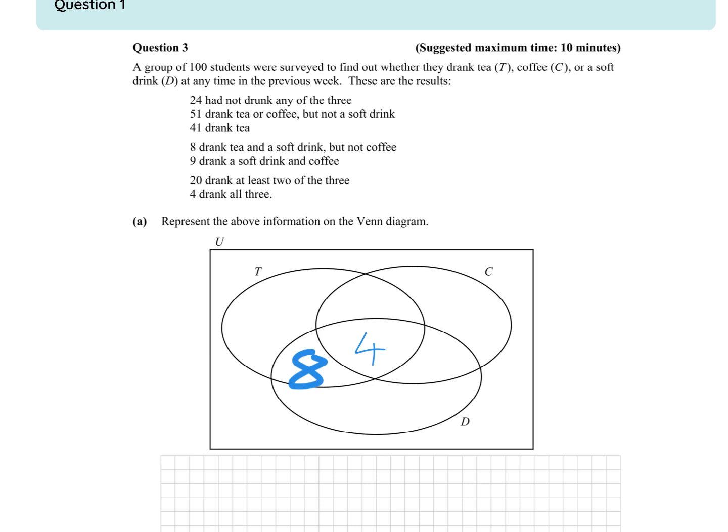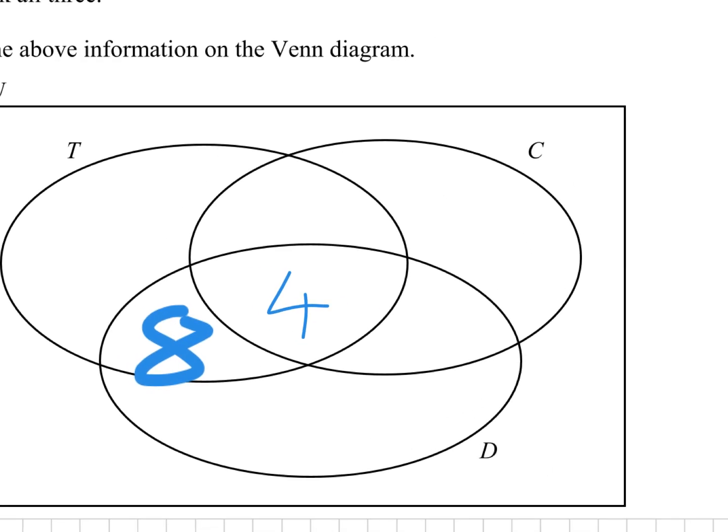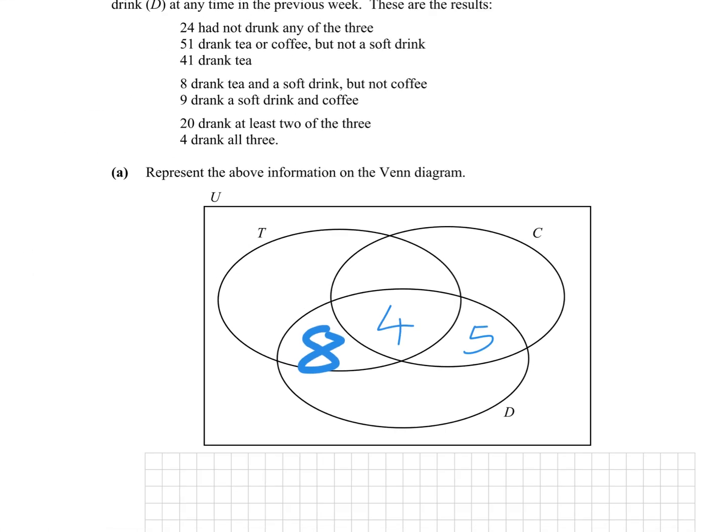Now, another piece of information about the overlap of 2 sets is 9 people drank a soft drink and a coffee. So the intersection between coffee and soft drink is here. That says 9 people had a soft drink and a coffee, and we already have 4 of those filled in. So the extra 5 should be right here. 5 people there.